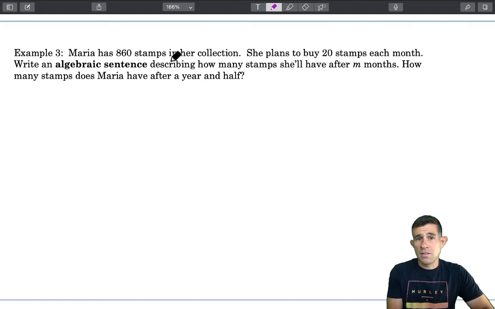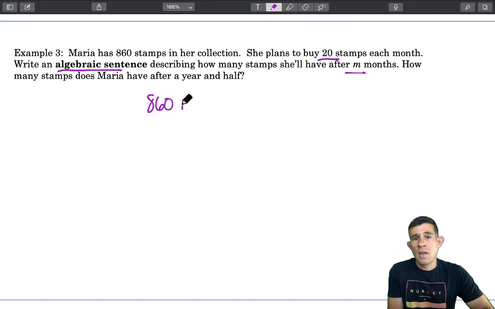Maria has 860 stamps in her collection. She plans to buy 20 stamps each month. We're going to write an algebraic sentence describing how many stamps she has after m months. So she's starting off with 860 and she's adding to that 20 stamps per month.